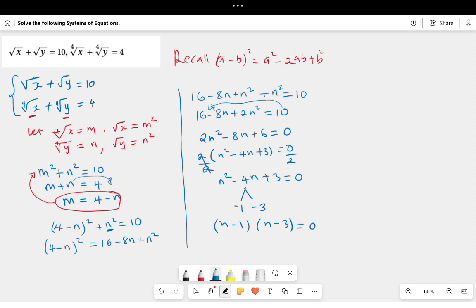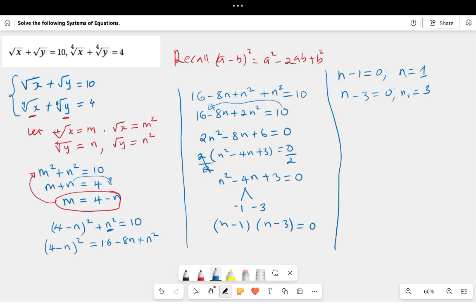So writing down the solutions, n minus 1 is equal to 0, and therefore n is equal to 1. And then we also have the second answer for n minus 3 is equal to 0. So the second solution for n is going to be equal to 3.